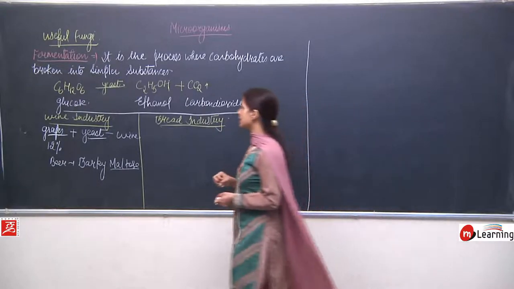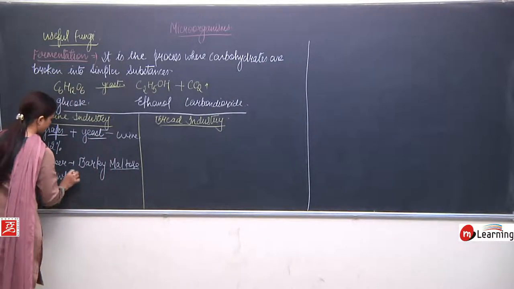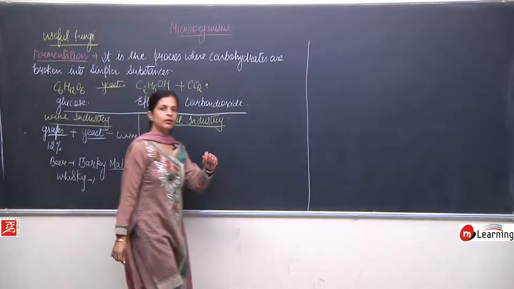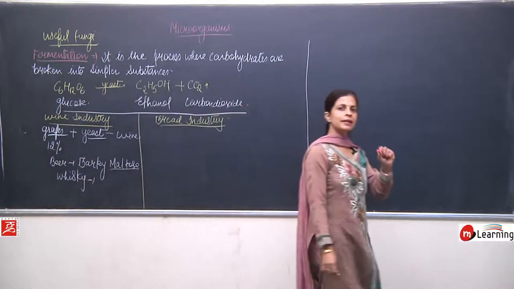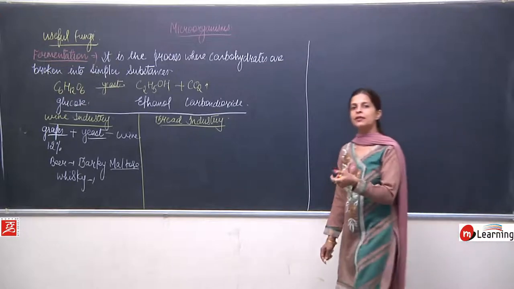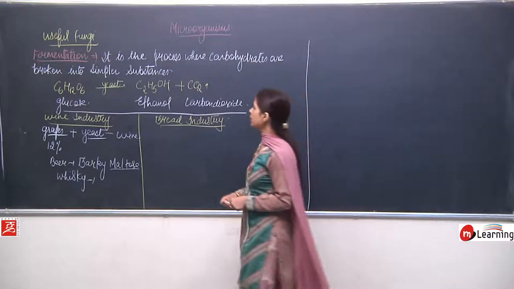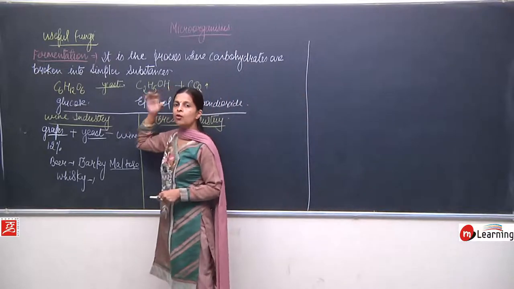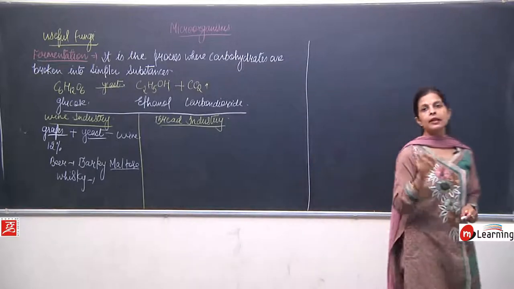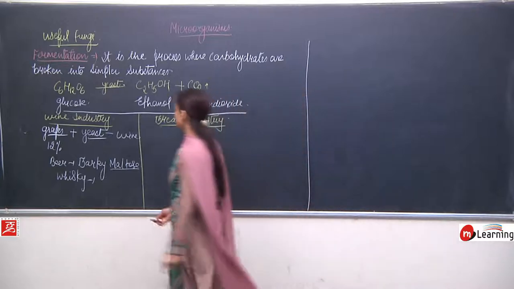If I talk about whiskey, which is stronger than wine, for making whiskey also the same procedure is adopted. But then why is there a difference in the flavor? Why is it stronger? So what is happening, children? Here the ethanol is formed, but along with that certain other things are also formed. If we need pure alcohol, the process of distillation takes place.